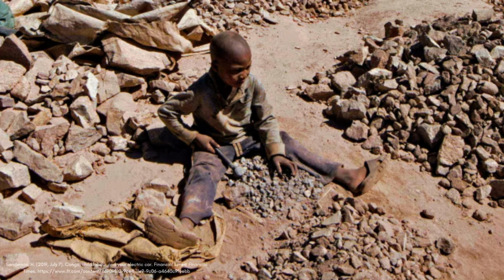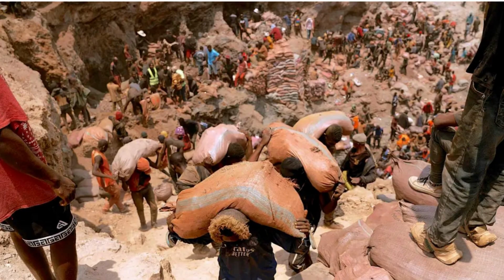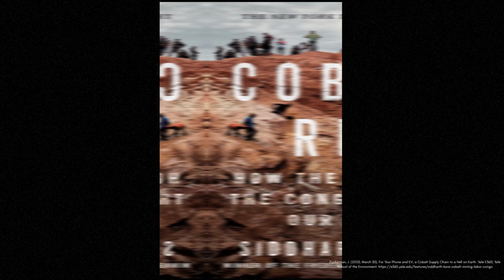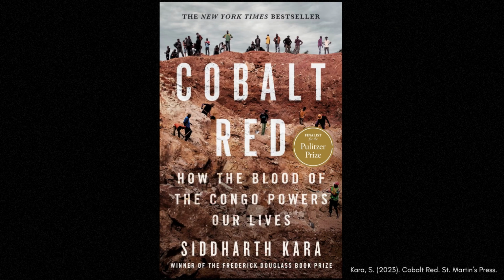The labor itself is intensive, for $1 or $2 as payment, and even called forced labor because of the work environment, equipment, and how they ended up working in the mine pits. For more information, read the book called Congo Red: How the Blood of the Congo Powers Our Lives.